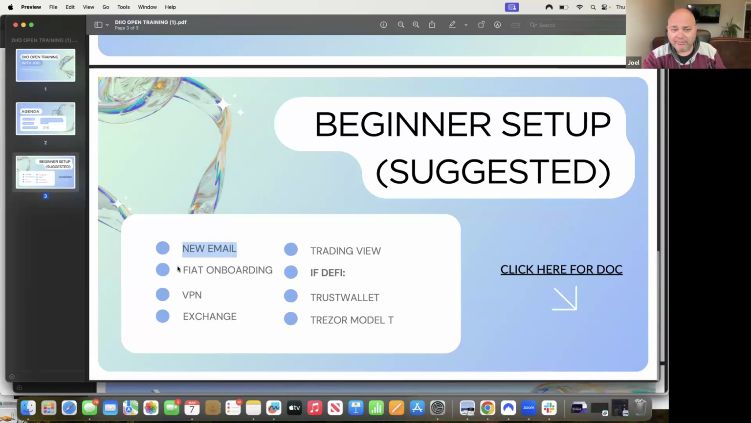A new email, we'll talk about that. Fiat onboarding, a VPN, you need an exchange, and you need TradingView. Those are all things that you can go do before you start paying your membership and make sure this is something for you. TradingView costs a little bit of money. VPN costs a little bit of money. If you're going to do DeFi, you may need a Trust Wallet or a MetaMask or a way to hold your stuff, but also a Trezor Model T for cold storage. Not your keys, not your crypto, right? And I think everyone knows that stuff.